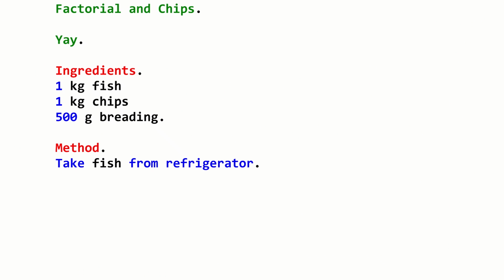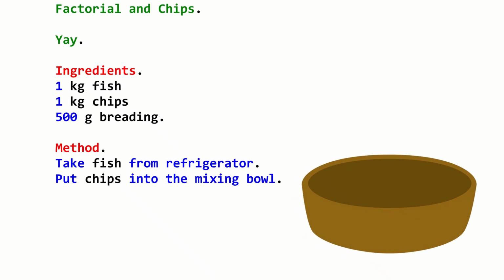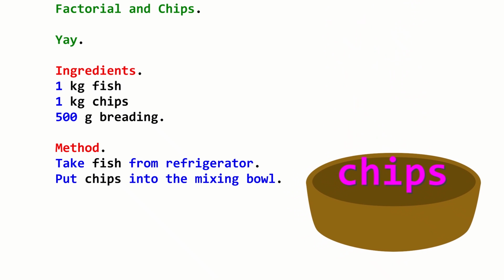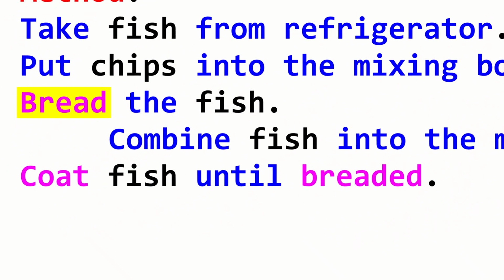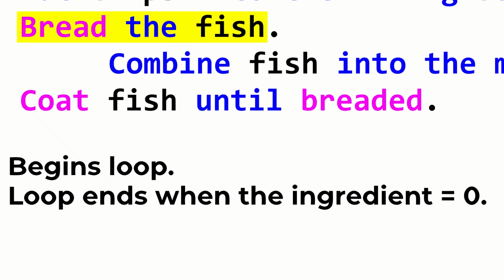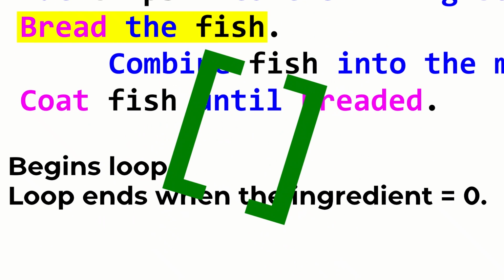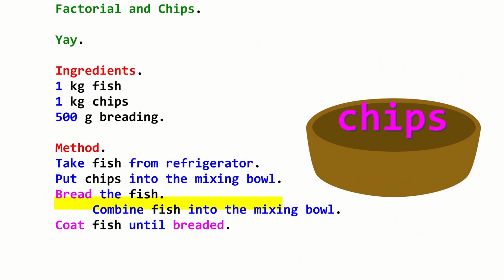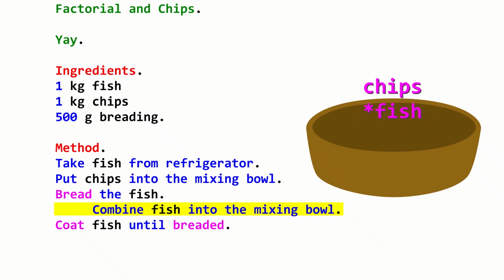Fish is first taken in from the user as input, and chips, containing the value of 1, is put into the mixing bowl. What follows is a loop. Arbitrary verb, the insert ingredient here, will run a loop as long as the ingredient is not 0. Kinda like brainfuck's loop. Inside of this loop, fish is combined into the mixing bowl, which multiplies the contents of the mixing bowl by fish.